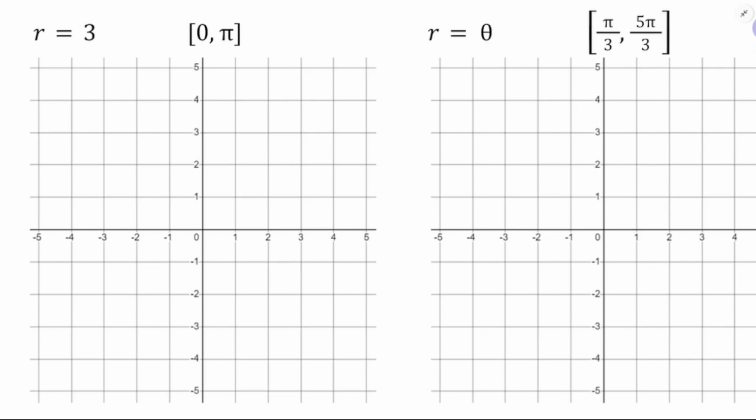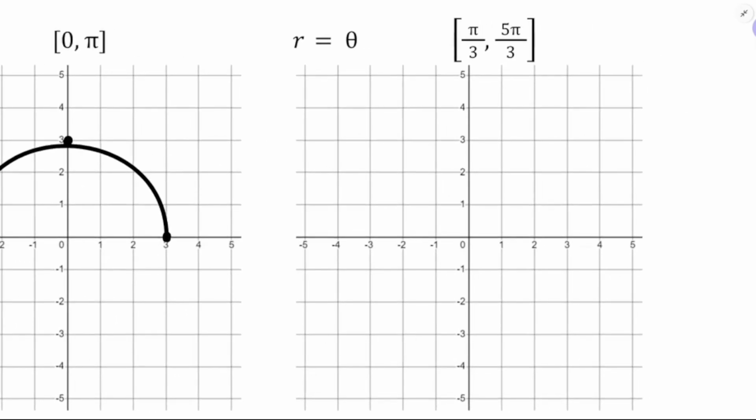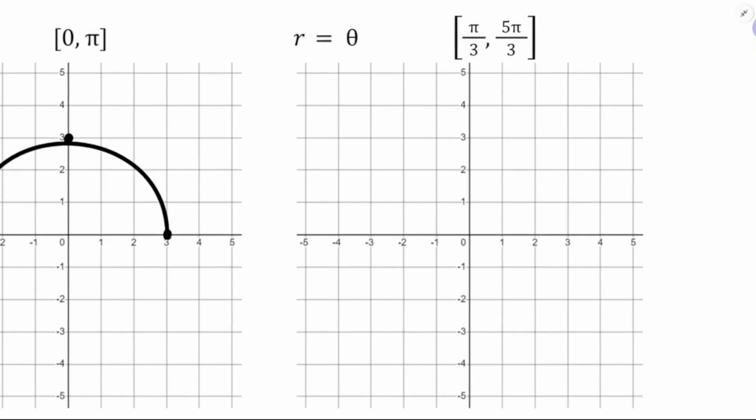R equals 3. This will plot another circle, but this one will only go on the interval 0 to pi, so it'll just be the upper half of the circle. And so label that circle with radius 3. Okay, that's close. Okay, r equals theta from pi over 3 to 5 pi over 3.